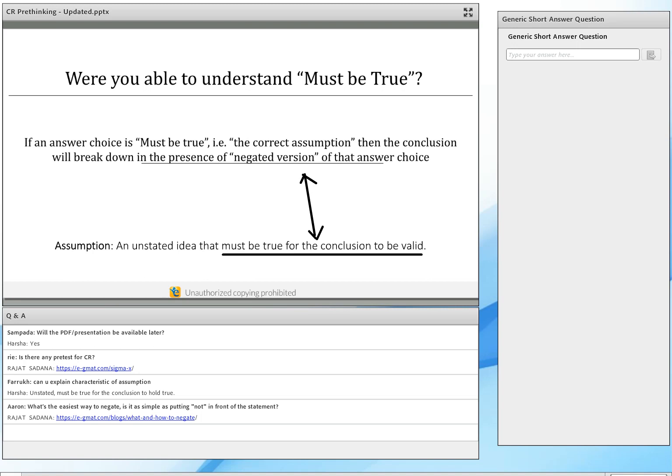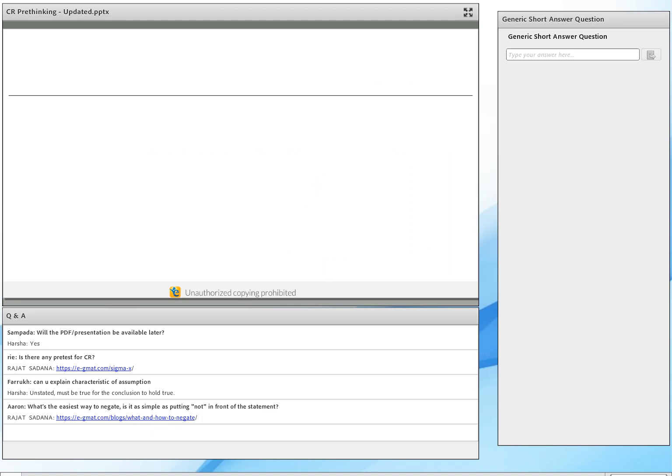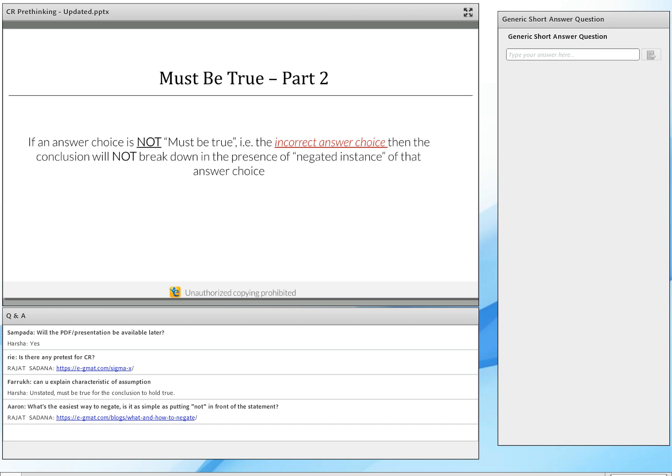This also works the other way around. If an answer choice is not must be true, which means it's an incorrect answer choice, then the conclusion will not break down in the presence of that negated instance. Let's see an example of that as well.